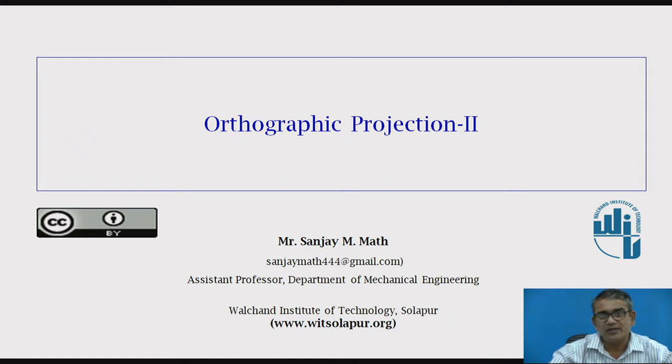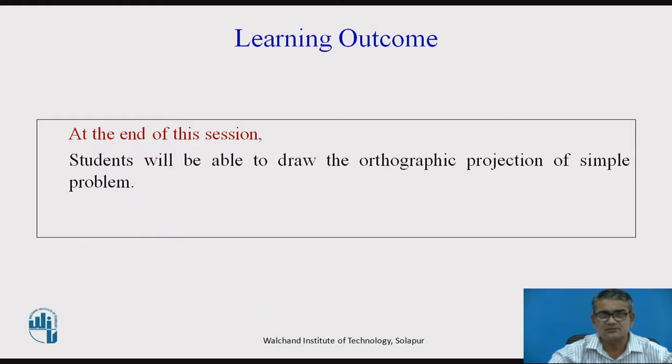Today I am going to explain how to draw the orthographic projection. A simple problem is to be solved. From the isometric drawing, you have to draw the front view and top view. That is the orthographic projection. The learning outcome is that the student will be able to draw the orthographic projection of a simple problem.